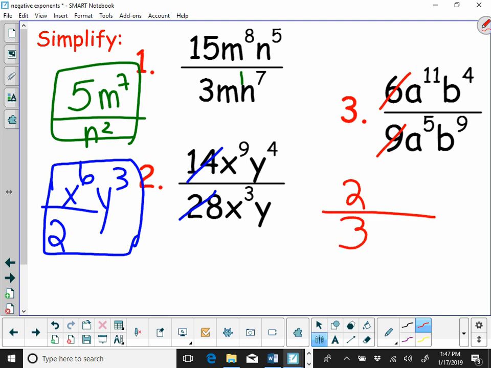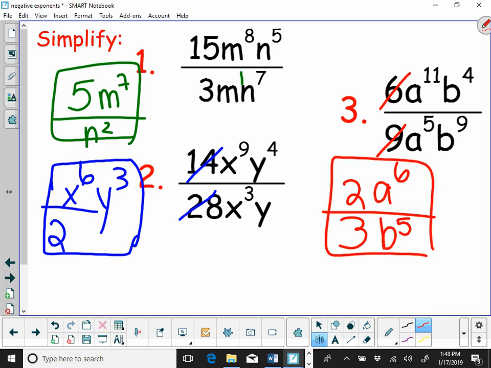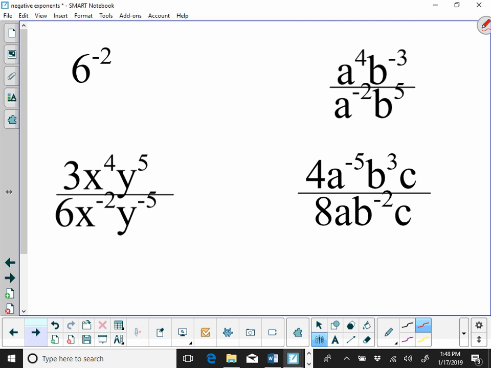All right, A's, how many? 6 on top, and then B's are on the bottom. Easy enough? So those are our positive exponents. Everything so far has been positive. We could have made it negative, but we didn't. Now we're going to go to our negative exponents.